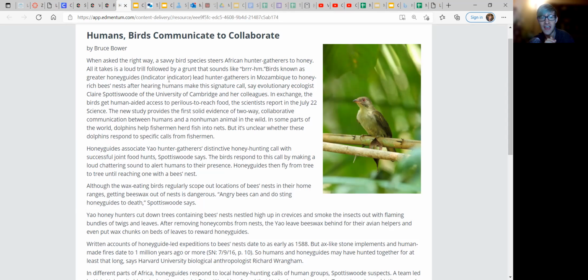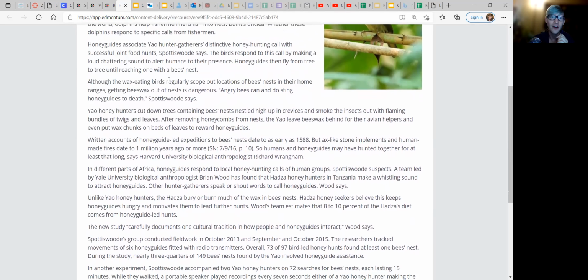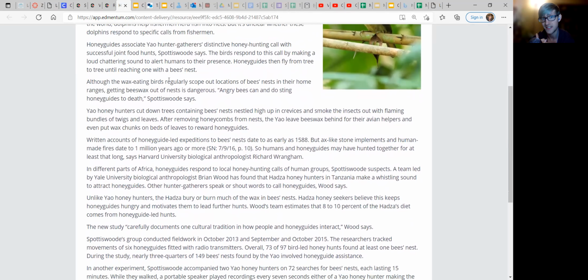Honeyguides associate Yao hunter-gatherers' distinct honey-hunting call with successful joint food hunts, Spottiswoode says. The birds respond to this call by making a loud chattering sound to alert humans to their presence. Honeyguides then fly from tree to tree until reaching one with a bee's nest. Although the wax-eating birds regularly scope out locations of bees' nests in their home ranges, getting beeswax out of nests is dangerous. Angry bees can and do sting honeyguides to death, Spottiswoode says.